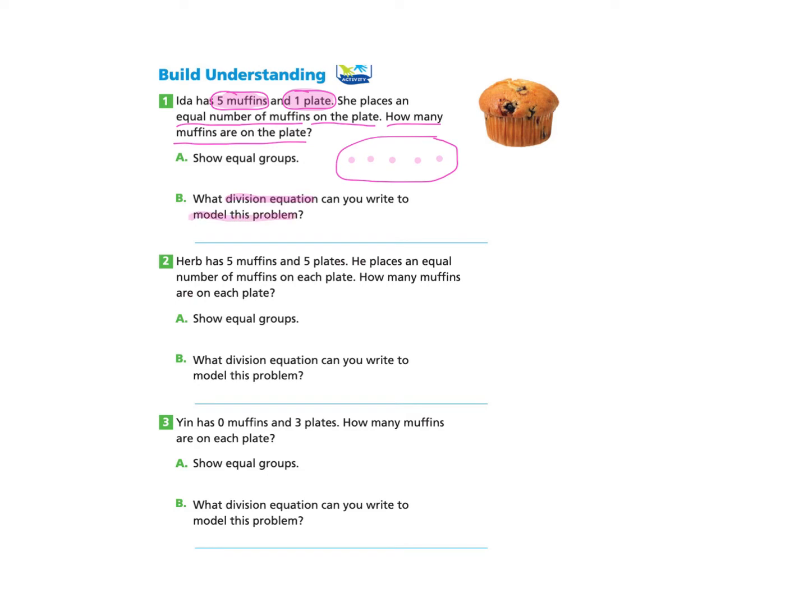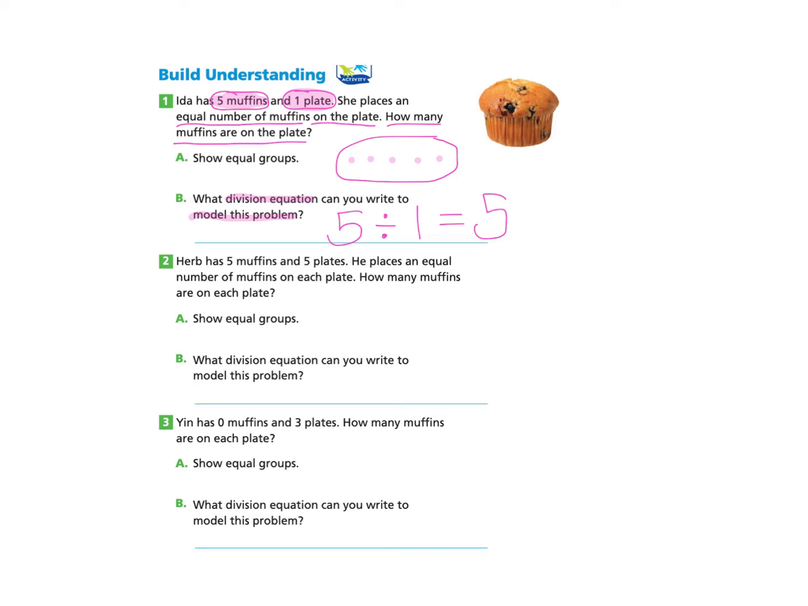If you would like to pause and try this on your own and come back, you may do so. Otherwise, you can follow along with me. And so we have 5 muffins, and we want to divide those 5 muffins onto 1 plate. And when we do that, we find that there are 5 muffins on each plate, and that's an equal number on each plate, which is 1. So our division equation is 5 divided by 1 equals 5.